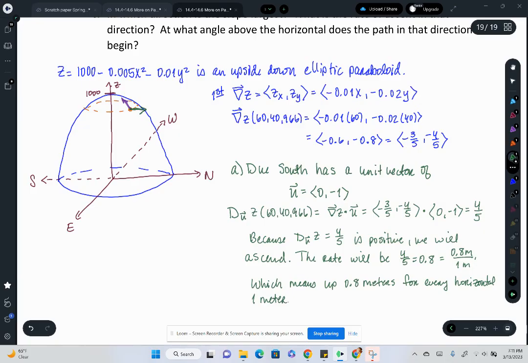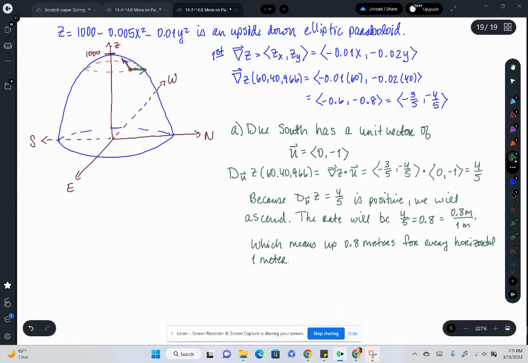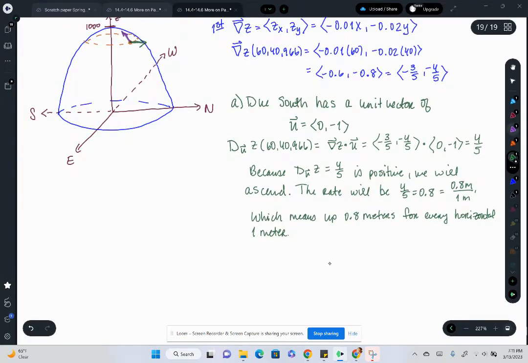So our rate is unitless, right? Because it's 0.8 meters over 1 meter. So it's just 0.8, that's it. But it's positive, we will ascend. Let's look at the next one, B.